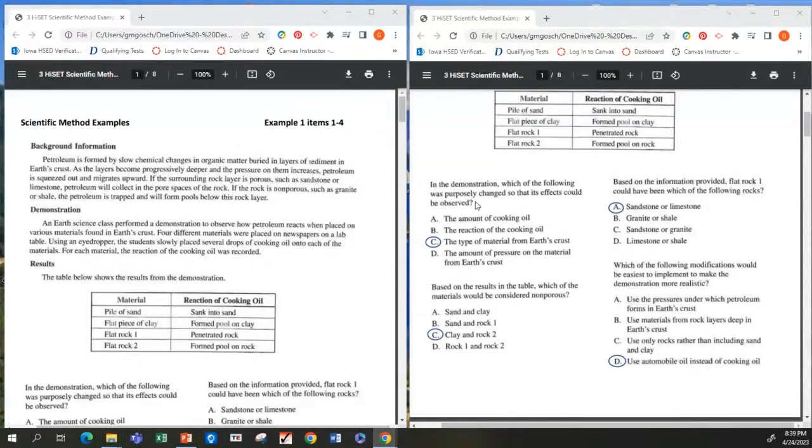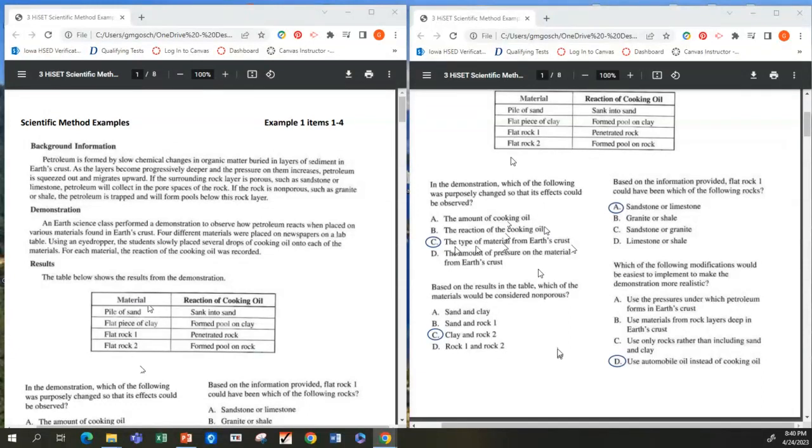So the questions are down here below, but I've put them over here to the right so that you can see them more clearly and not swirling up and down on my display. In the demonstration, which of the following was purposefully changed so that its effects could be observed? They're inherently asking you, what was the independent variable? What was manipulated and changed? But you have to understand what that means. So we're thinking about, what did we change here? The amount of cooking oil, the reaction of the cooking oil, the type of material from the Earth's crust, or the amount of pressure? Well, you can see the answer here is that what they were varying was the type of material. All of these items in the left column of our display were varied.